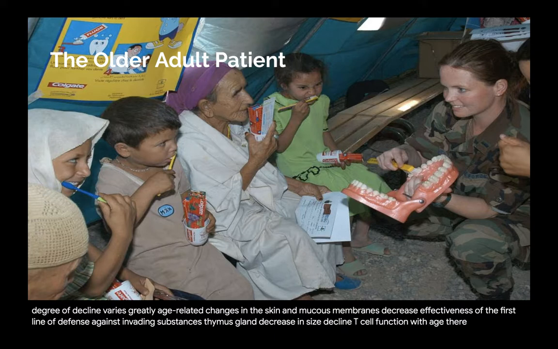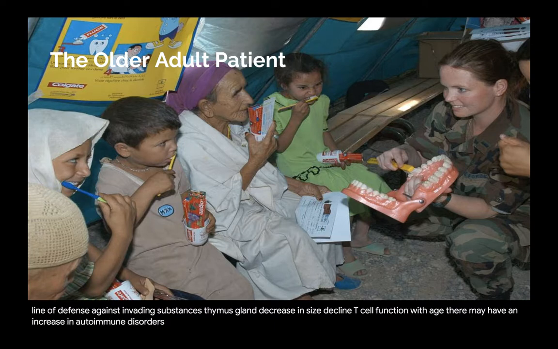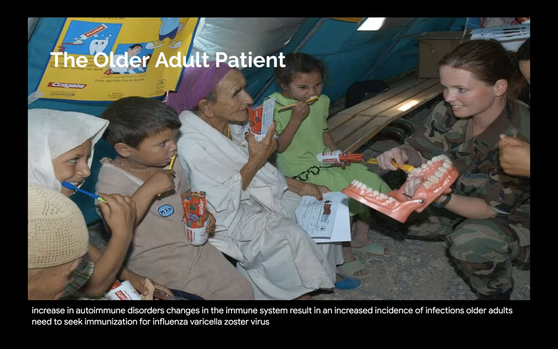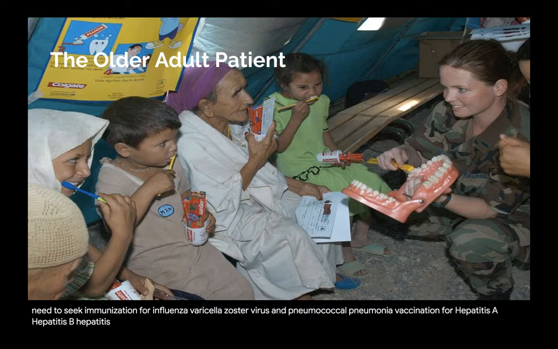With age, there may be an increase in autoimmune disorders. Changes in the immune system result in an increased incidence of infections. Older adults need to seek immunization for influenza, varicella zoster virus, and pneumococcal pneumonia. Vaccinations for hepatitis A, hepatitis B, hepatitis C, varicella, and meningococcal infections are recommended.